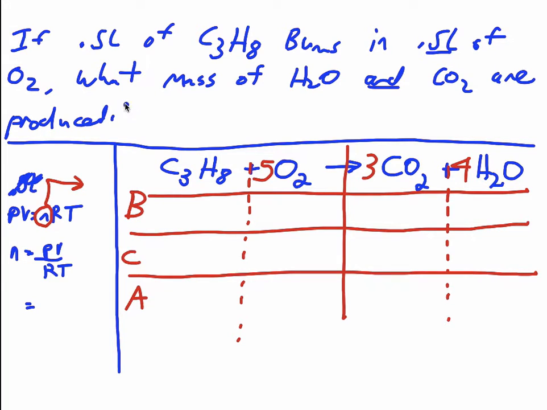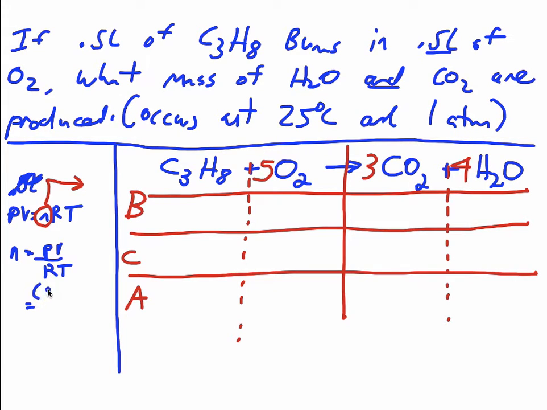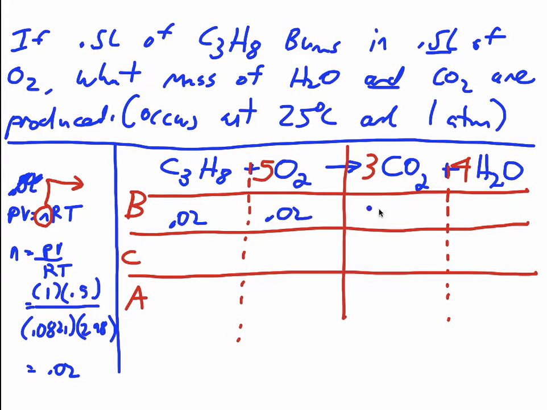Okay? And in this problem, in order to do it, I would have had to tell you what the pressure is. So let's say this reaction occurs at 25 degrees Celsius and 1 atm. Okay, so room temperature, atmospheric pressure. So 1 times 0.5 over R, 0.0821 multiplied by 298. Okay. So when I go through and I do that, I'm going to take 1 times 0.5. I'm going to press equals, divide that by 0.0821, press equals, and I get 0.02. And because I'm using PV equals nRT and it's based on moles, not grams, I have the same number of moles of each of these.